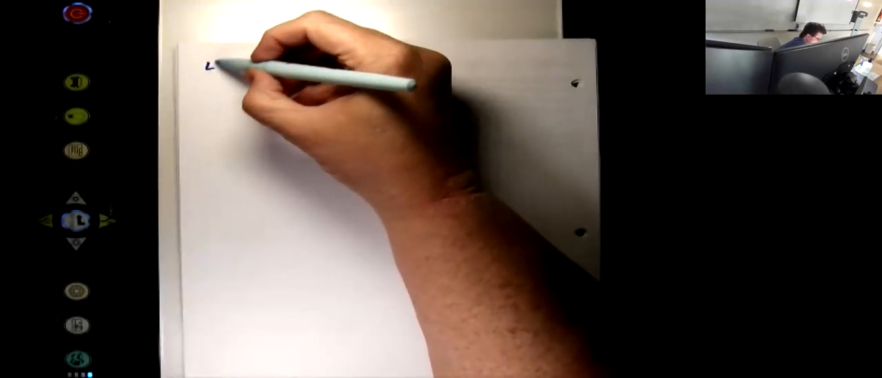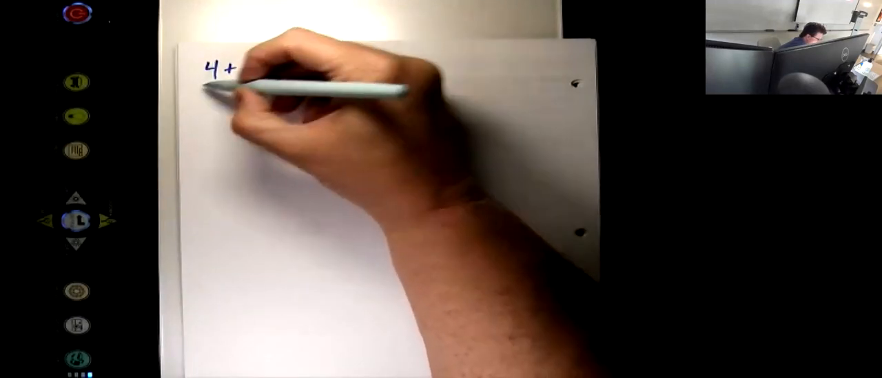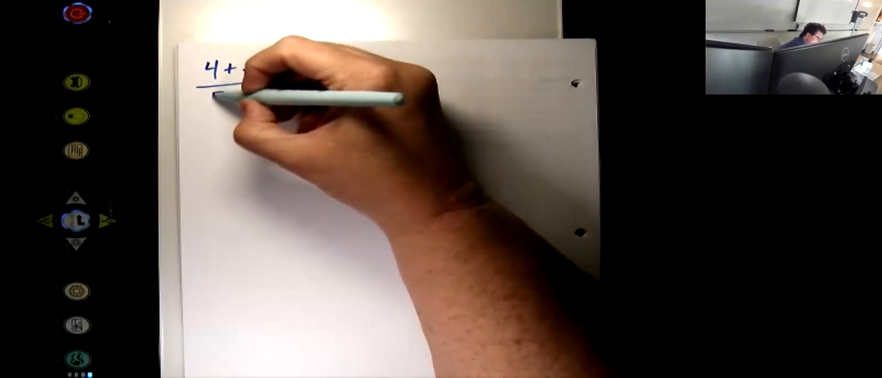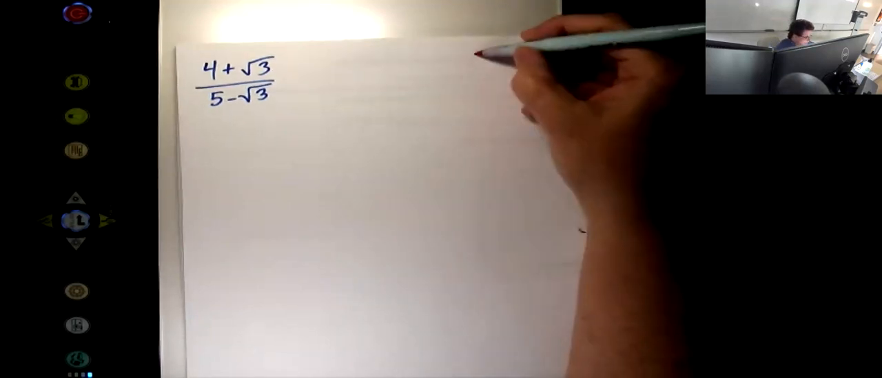Alright, let's do another one real quick. Sometimes it's even got a radical on top. You need to focus on multiplying by the correct conjugate though. We want to get rid of the radical on the bottom. We do not want a radical on the bottom. No radicals on the bottom.